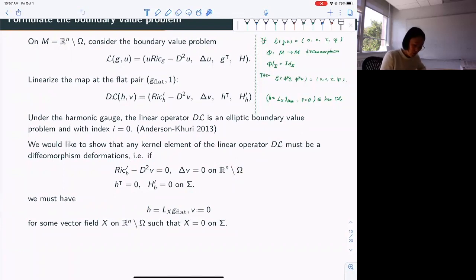If (h, v) satisfies the first two interior equations, we call it a static vacuum deformation. And if h satisfies those boundary conditions, we say h is preserving the Bartnik data. So I want to show that any static vacuum deformation preserving the Bartnik data must be a diffeomorphism deformation. That is the idea of this boundary value map, and actually this is a hard question.